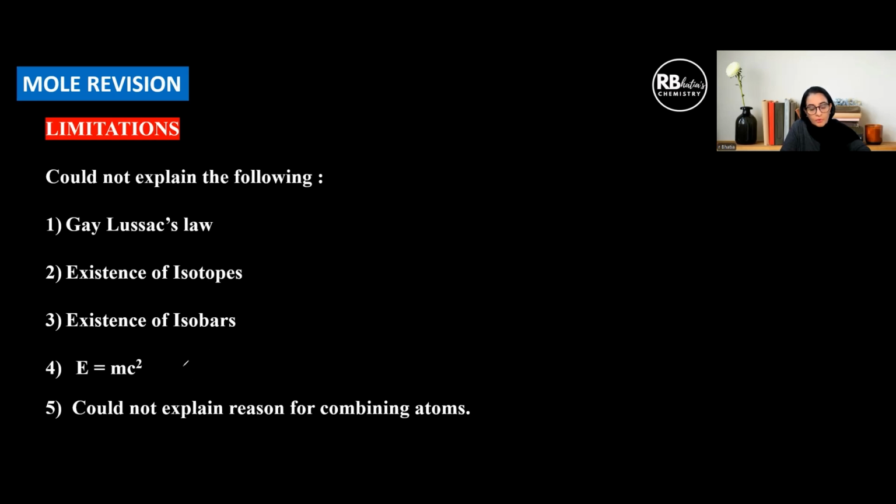Dalton's atomic theory could only justify the law of conservation of mass. Now, this theory could not explain the reason for combining atoms. It only explained to us that atoms combine to form molecules, but why do they combine to form molecules? This was not explained by Dalton's atomic theory.